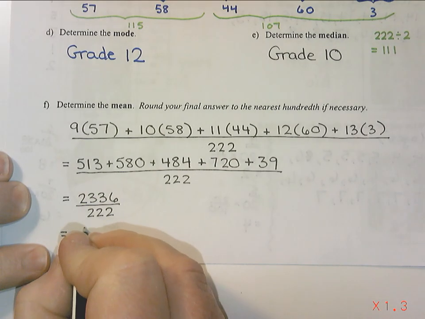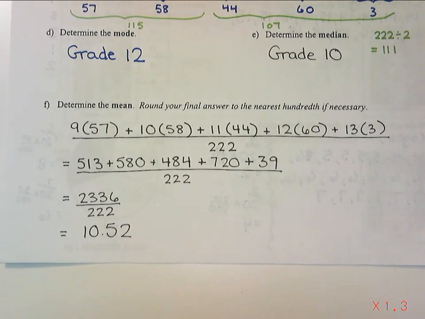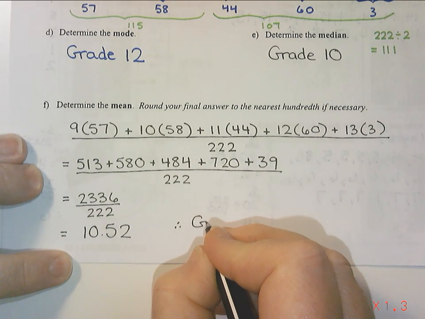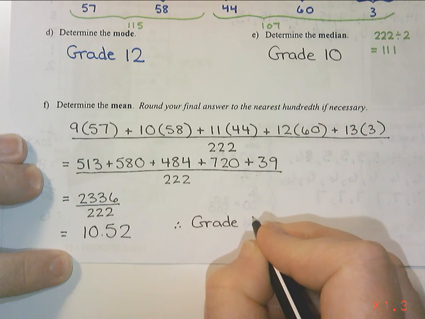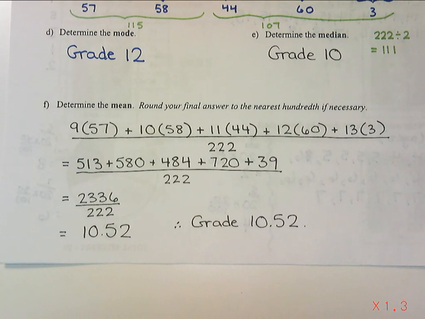So this is 10.52. Now, if I were to put a unit with it, which I always should, this is a grade. So technically it's grade 10.52, which doesn't really make a ton of sense, but the mean doesn't always represent a single number on our list. It's looking at, you know, the combined of all of them together. Okay. I'm going to stop the video here, and then I will see you in the next video to take a look at that pie chart.